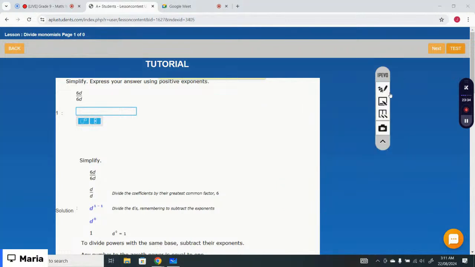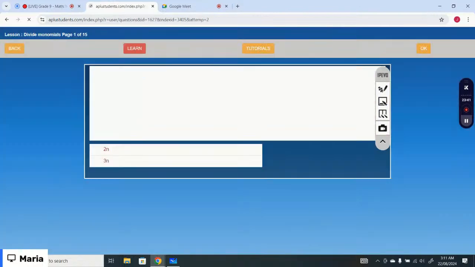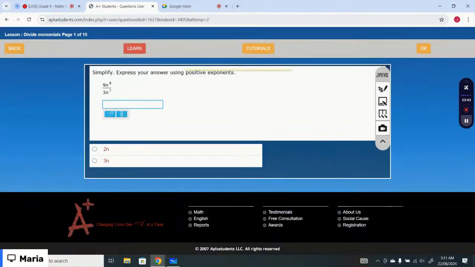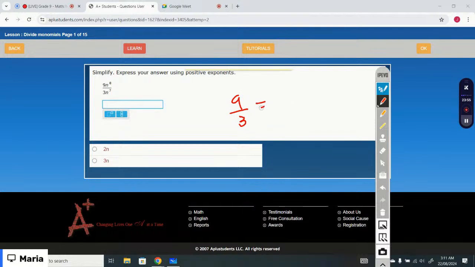Okay, so let's just start with the test questions. Okay, simplify 9n8 divided by 3n7. So first look at the numbers, right? They are 9 over 3. So just divide 9 by 3. 3 times what number is 9? 3 times 3 is 9, right? Now look at the variable, n8 divided by n7.